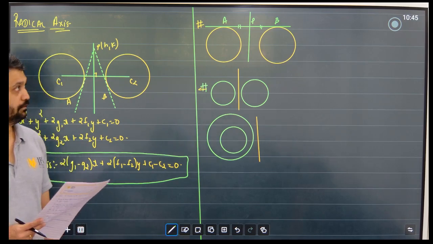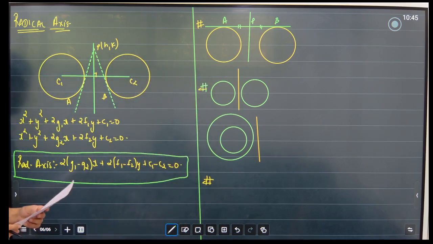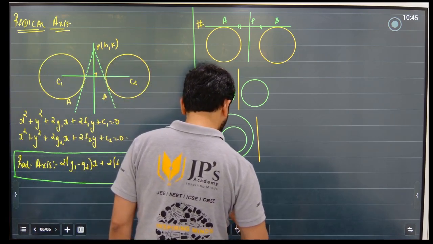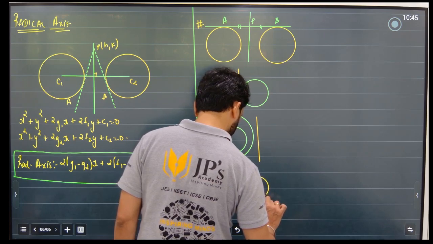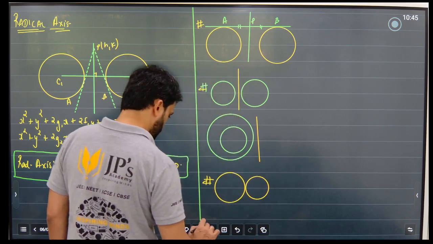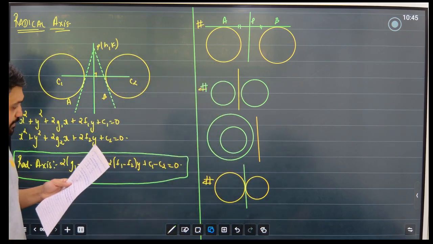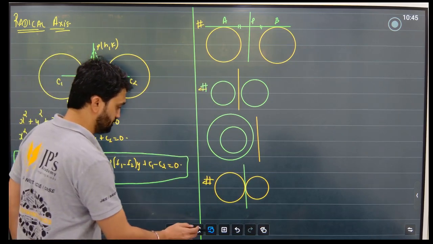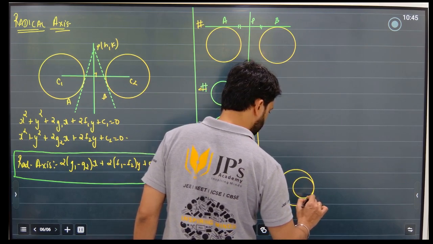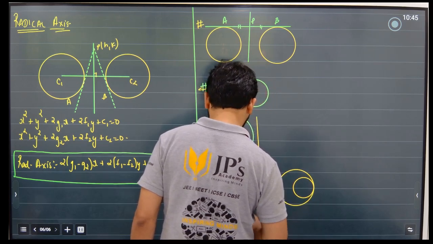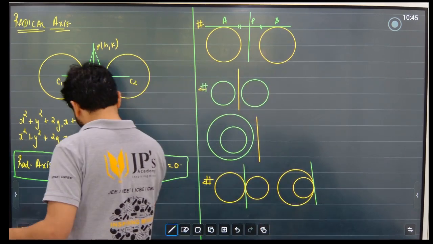Next point, if two circles are touching each other, then their radical axis is the common tangent of the two circles at their point of contact.